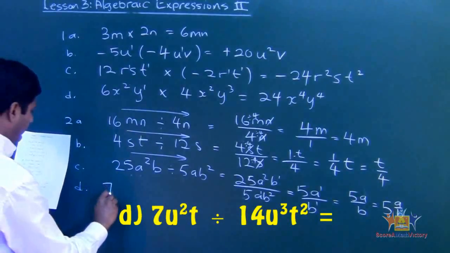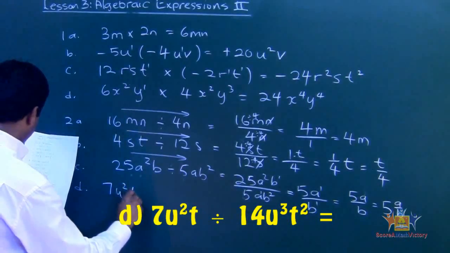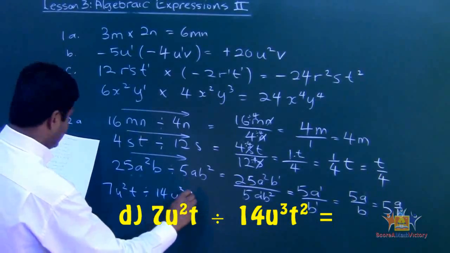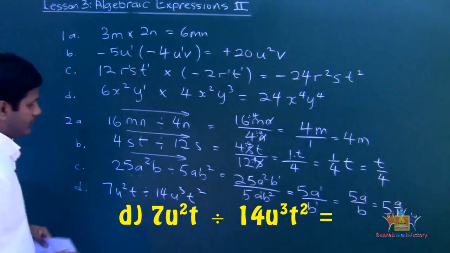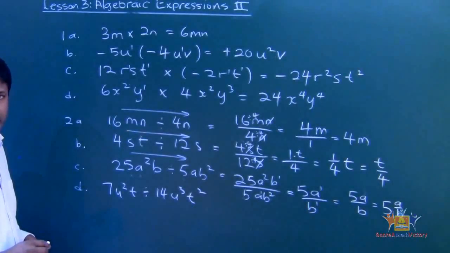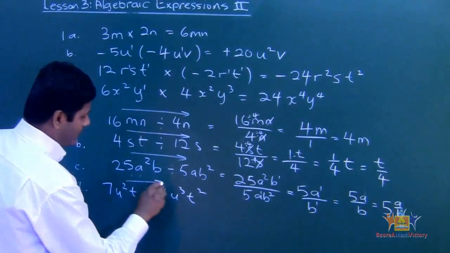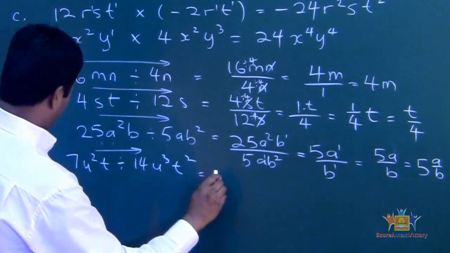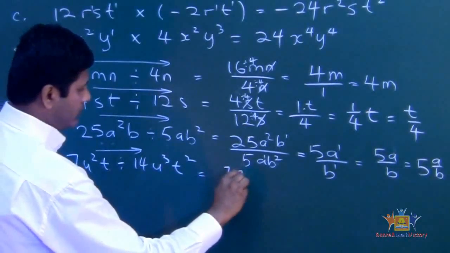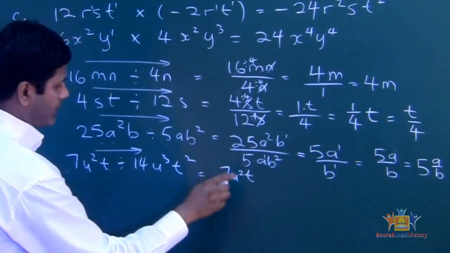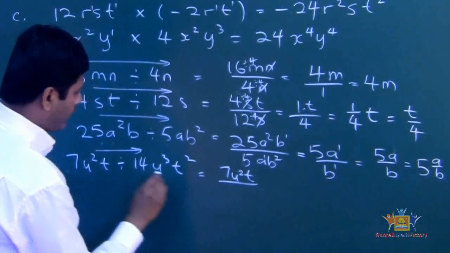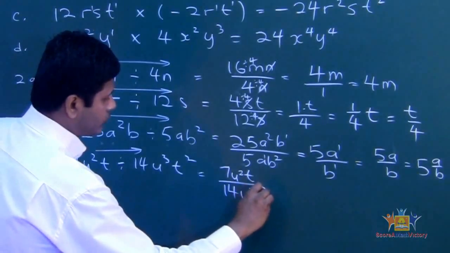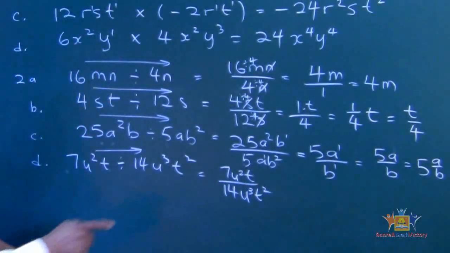Problem D, you are given 7u squared t divided by 14u cubed t squared. Alright? So we're going to use the right arrow method. We're going to read exactly what it says. We take this one and put it as the numerator, 7u squared t. The division becomes over 14u cubed t squared.